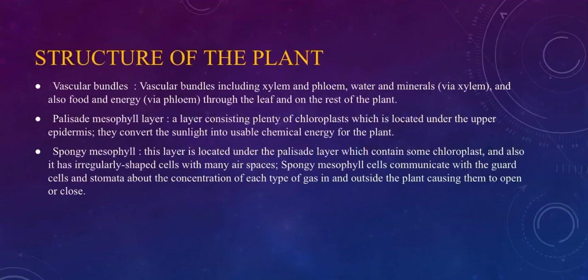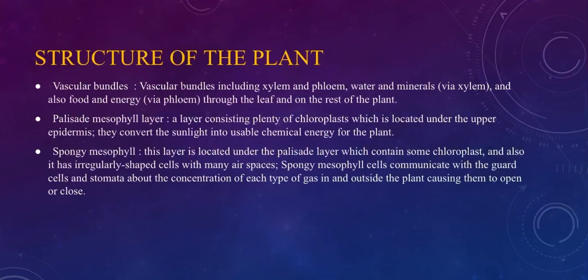And also the spongy mesophyll. This layer is located underneath the palisade layer, which contains some chloroplasts, and it also has irregularly shaped cells with many air spaces. So don't forget this: spongy mesophyll is called spongy because it has plenty of air spaces.